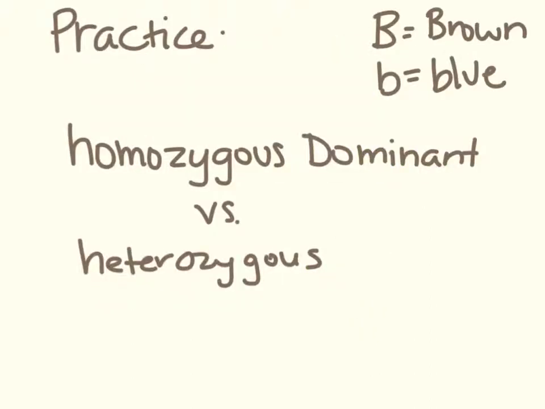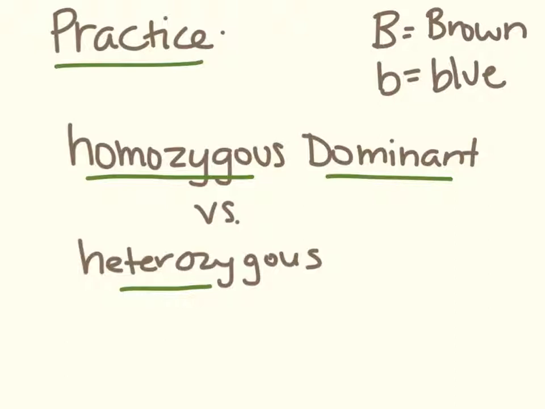So now you may want to try a practice problem on your own, see how you do. You may want to pause the video, and I want you to cross, using the law of dominance, where capital B equals brown eyes and lowercase b equals blue eyes, a homozygous dominant parent with a heterozygous parent. So you may want to pause it right now and then try it out, do the Punnett square, and then come back to check your answer.